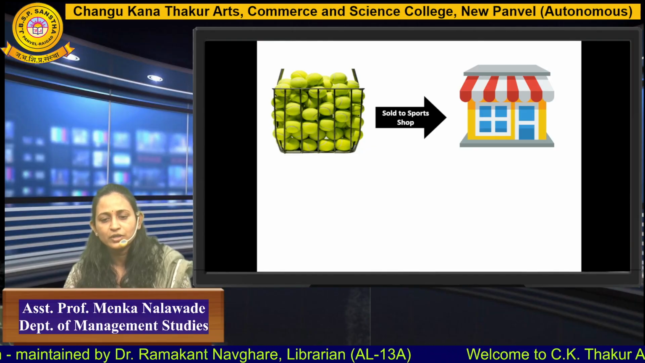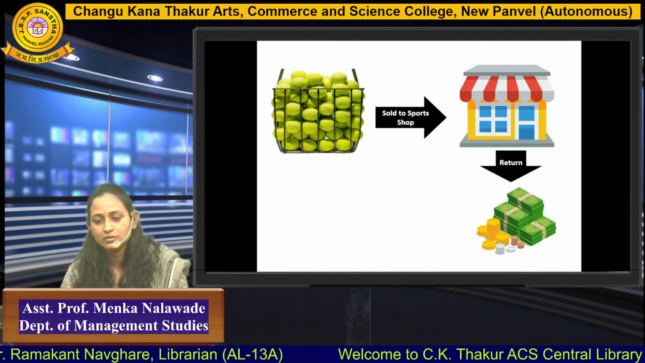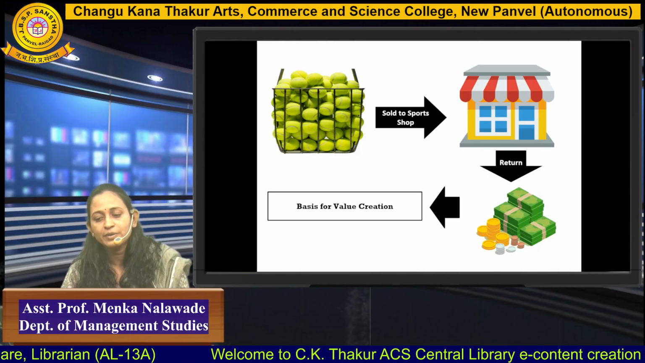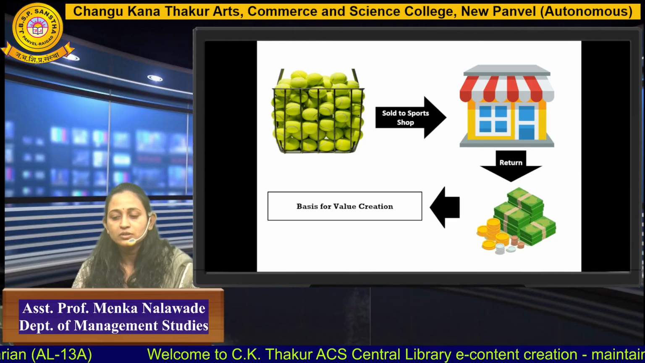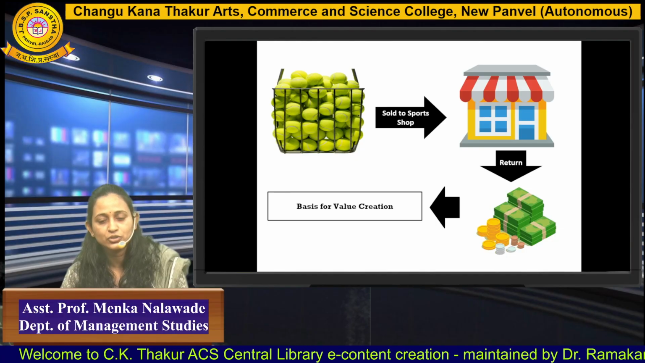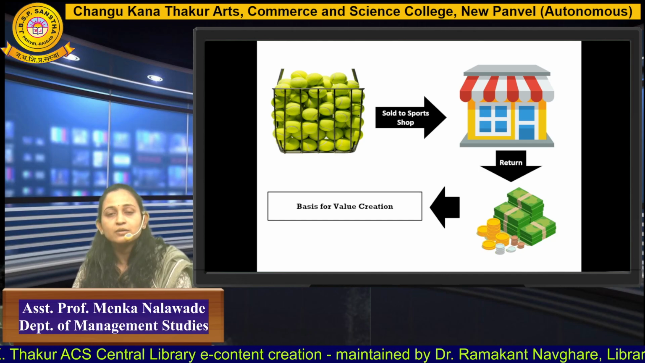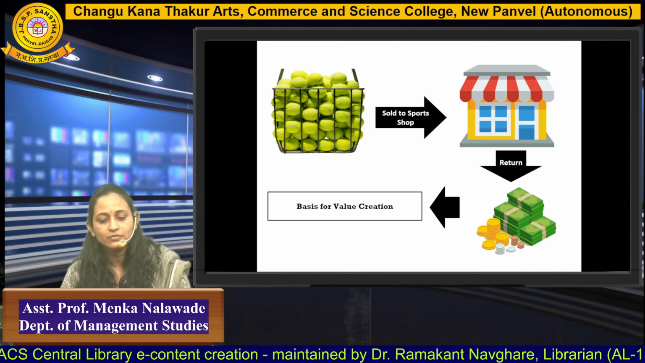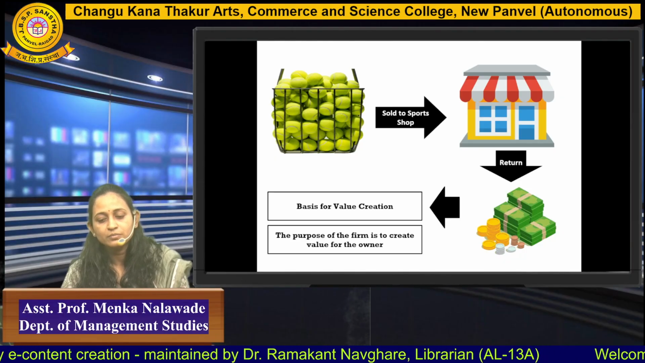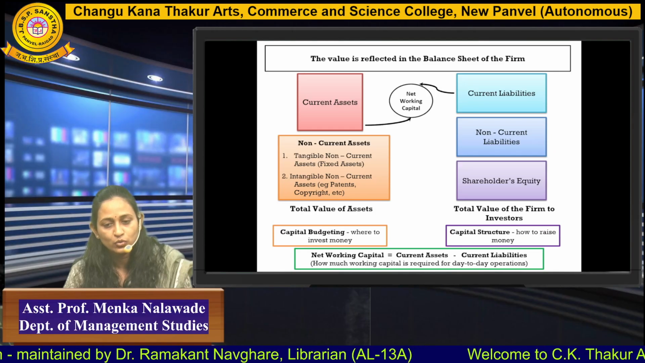So after manufacturing my entire tennis balls, I will be selling these to one of my vendors, and I will be getting something in return. The thing that I'm getting in return is the basis for value creation. So basically, the tennis balls that I have manufactured and the money that I will be getting out of that will be my value creation. For this purpose, the firm has to create value for the owners.